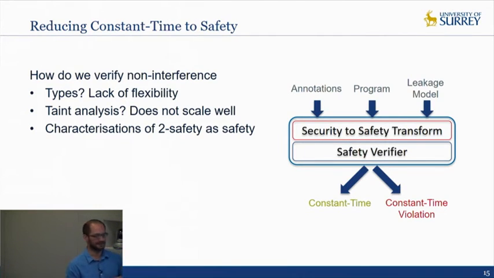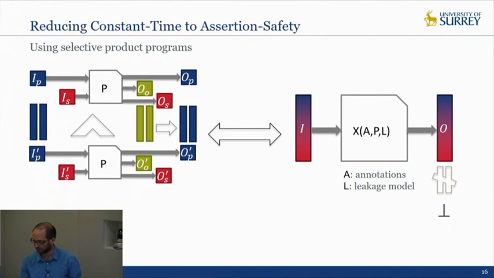Taint analysis techniques, so taint propagation and things like this, do not scale well because they're not really modular. They require the whole code to be present and looked at in one go. However, there are characterizations of two-safety, and in particular, non-interference as safety properties by transforming the programs in such a way that if you can verify safety of that transformed program, then you get non-interference of the original program. So I'll be talking about two of them before going into ours.